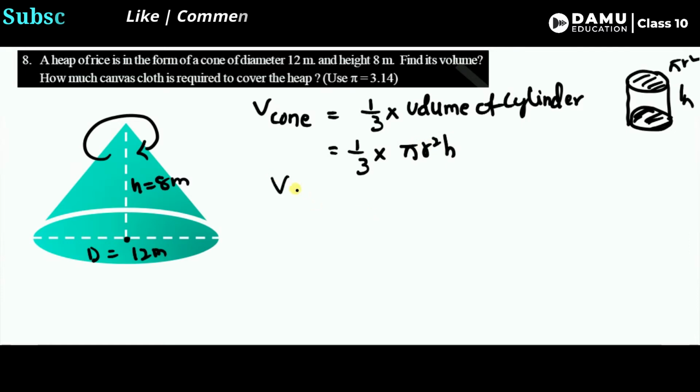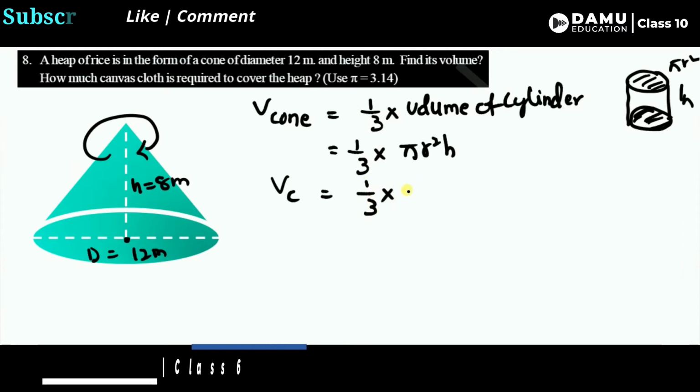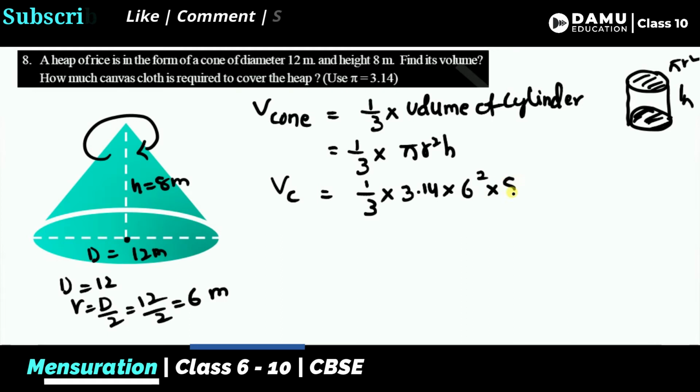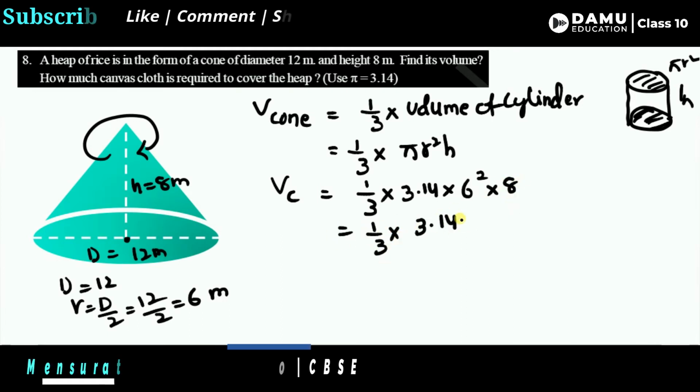So let's take the volume of the cone, VC, as the short form. It will be 1/3 pi r square, 3.14 into r square. What is r? The diameter, we know, is equal to 12. Then the radius will be equal to diameter by 2, 12 by 2, that is 6 meters. Let's take r as 6 square into h, which is equal to 8. So 1/3 into 3.14 into 6 into 6 into 8.